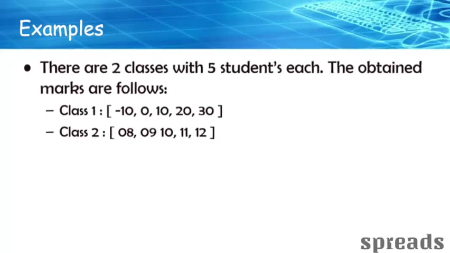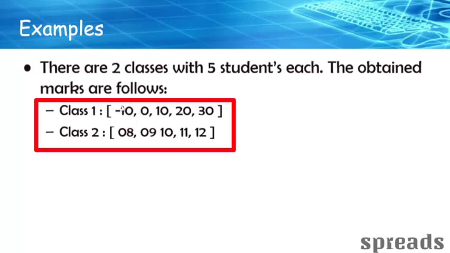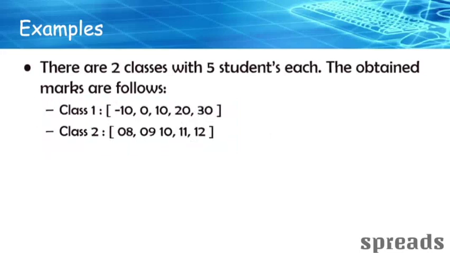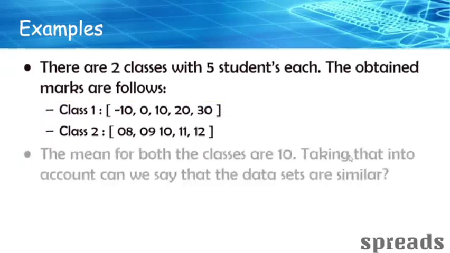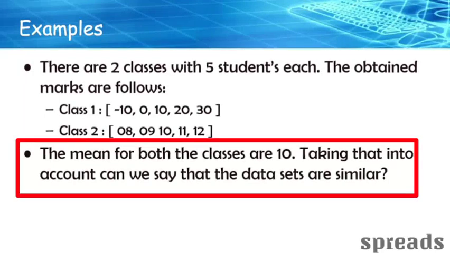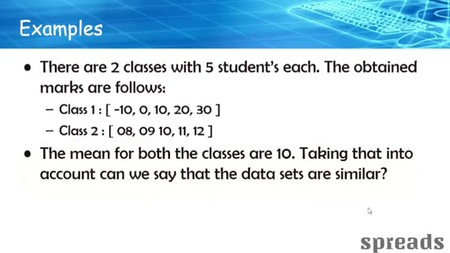Student 1 scored -10 in class A and 8 in class B. Student 2 scored 0 and 9, student 3 scored 10 and 10, student 4 scored 20 and 11, and student 5 scored 30 and 12. These are the two different sets of marks they have scored. We can find the mean of both classes, and the mean of both classes is actually 10 itself. Considering that, can we say the data sets are similar? No, basically they are not similar.